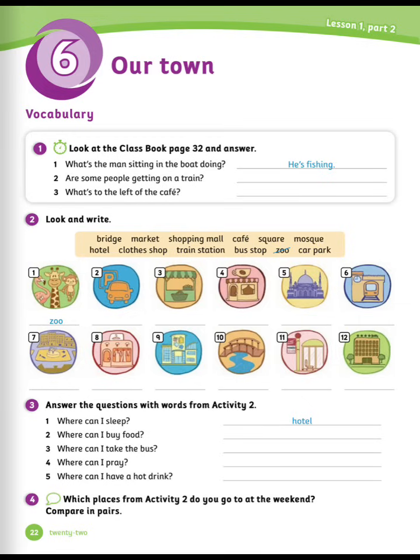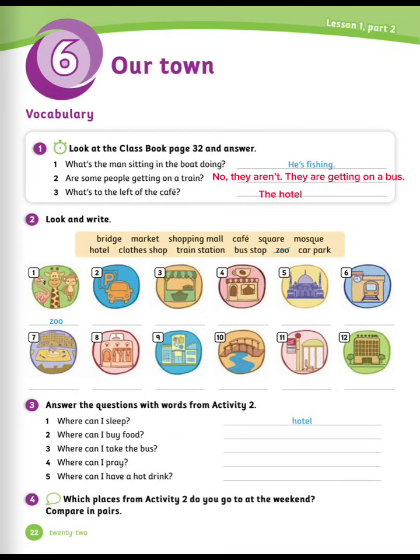Let's see the answers. Number 1. What's the man sitting in the boat doing? He's fishing. Number 2. Are some people getting on the train? No, they aren't. They are getting on a bus. Number 3. What's to the left of the cafe? The hotel.